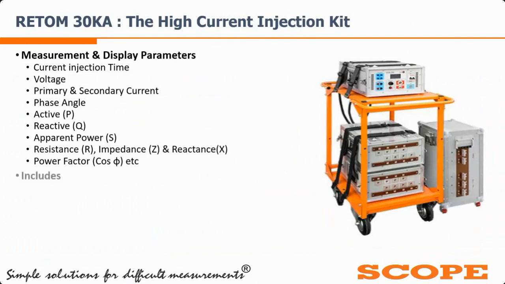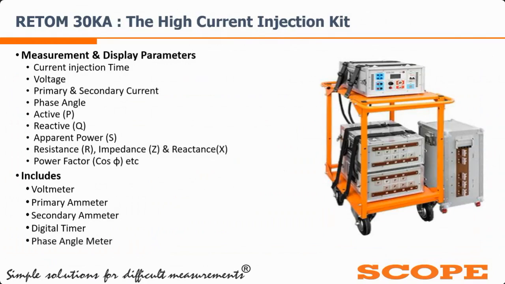Which includes an inbuilt voltmeter, inbuilt primary ammeter, inbuilt secondary ammeter, and a digital timer for measurement of trip time and for measurement of current injection time. A phase angle meter we have provided for checking the phase angle as well as polarity. So these are the specifications and features available in the RETOM 30K.